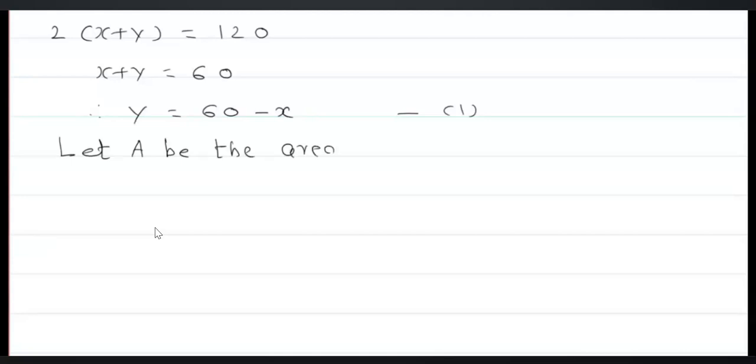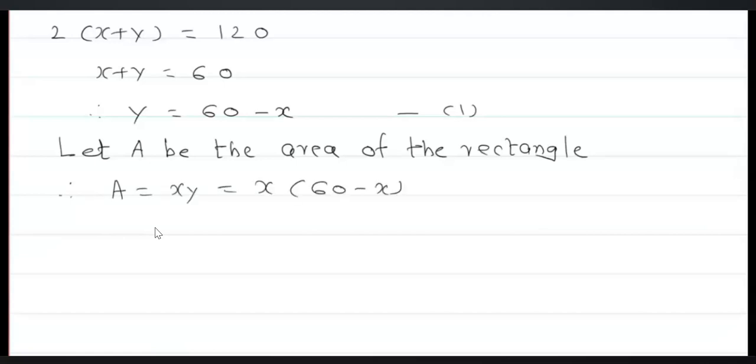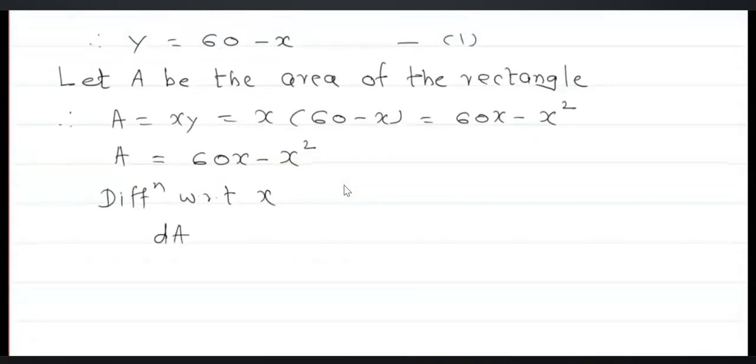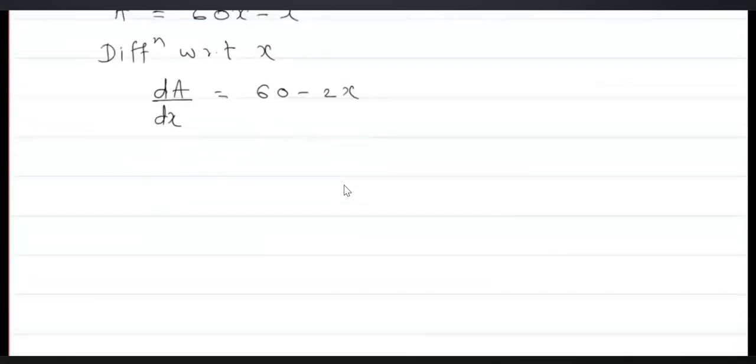Now, let A be the area of the rectangle. A is equal to x into y, that is equal to x into 60 minus x, which is 60x minus x square. Therefore, A is equal to 60x minus x square. Now, differentiate this with respect to x. dA upon dx is equal to 60 minus 2x. This is number 2.